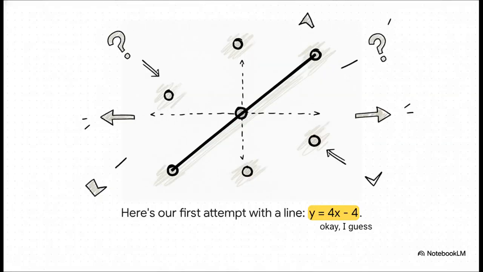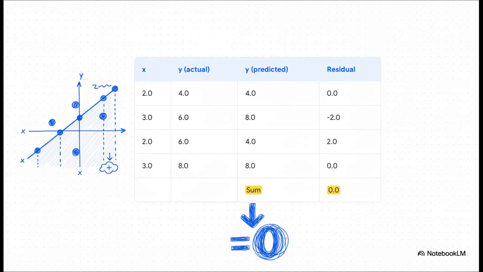All right, let's put this to the test with some really simple data. We've got just 4 points, and we're going to try fitting this line, y equals 4x minus 4. It looks okay, I guess, but let's actually check the numbers. Okay, let's walk through the table. For that first point, our line nailed it, residual of 0. Perfect. For the next one, our line predicted 8, but the real value was 6, so that's a residual of -2.